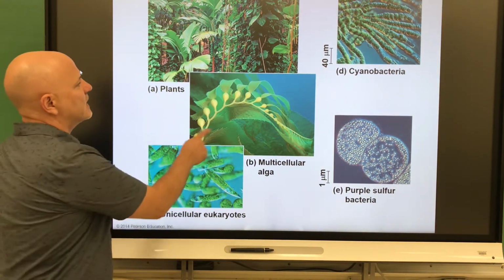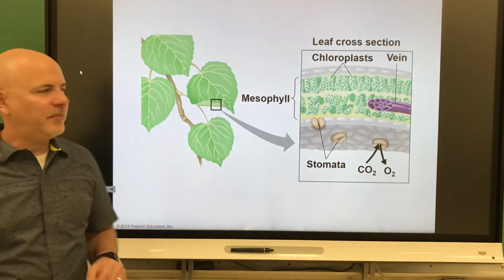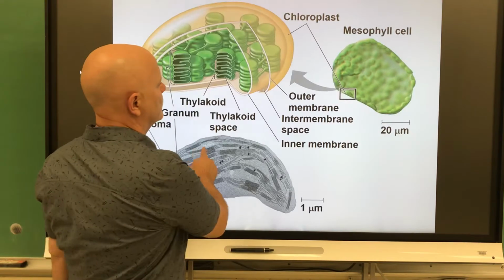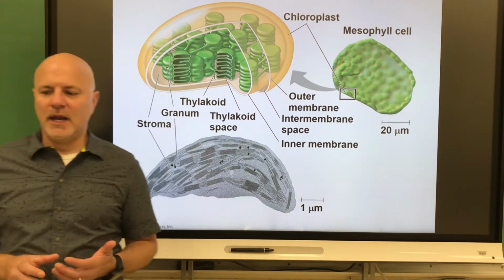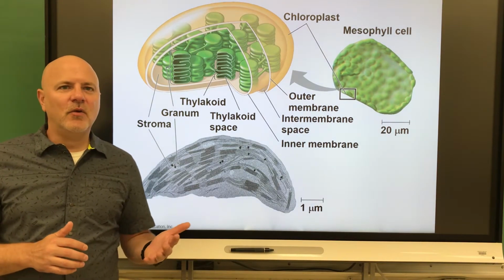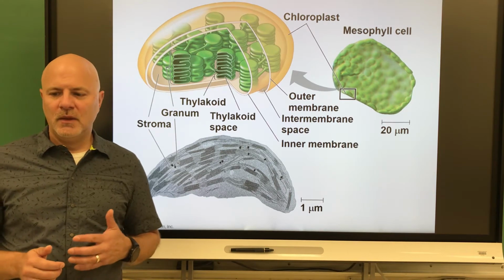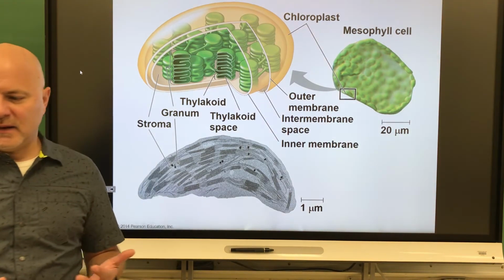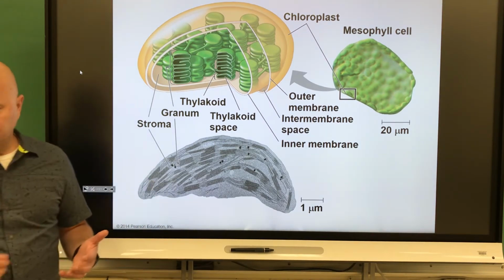Okay, so let's take a look at chloroplasts and light. So chloroplast is an organelle in which photosynthesis takes place. And most cells have anywhere between 40 and 200 chloroplasts per cell. So all the parts of a plant that are green have chloroplasts in them.